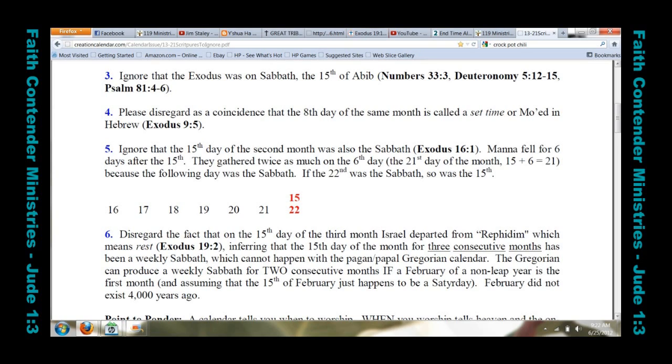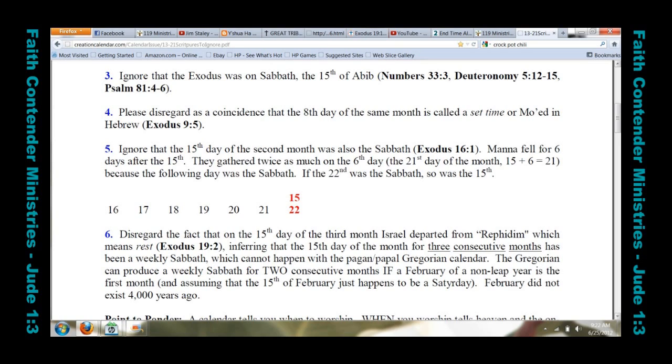Point number 5 here says, "Ignore that the 15th day of the 2nd month was also a Sabbath. Exodus 16:1. Manna fell for 6 days after the 15th. They gathered twice as much on the 6th day, which was the 21st day of the month. 15 plus 6 equals 21, because the following day was a Sabbath. If the 22nd was a Sabbath, so was the 15th." I'm not going to argue anything with that point. That is 100% true. Okay?